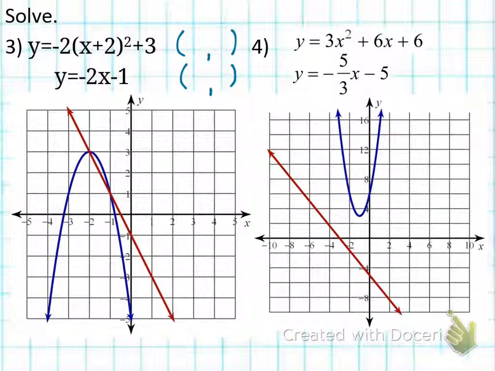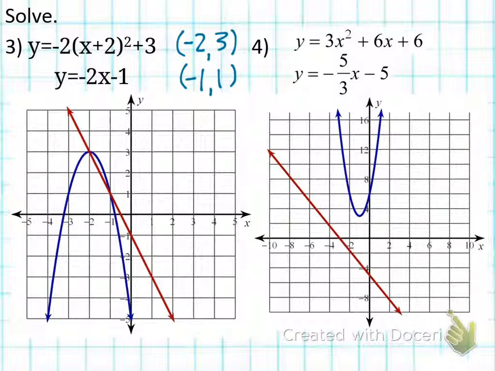All right, the first one is what? -2, 3. Good. And then what's the second intersection point? Someone on this side of the room. 1 and -1. -1, 1. Good.